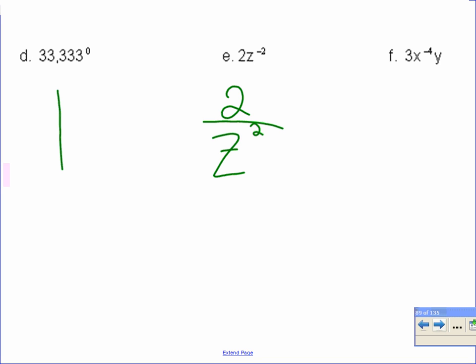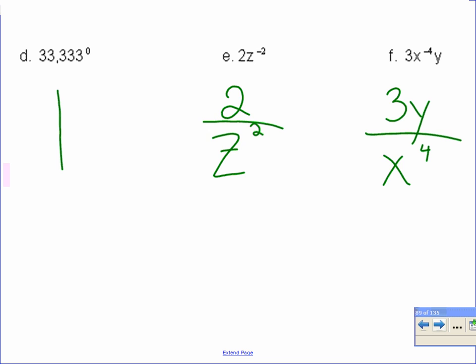Okay, Annalise, what about letter F? Good. 3y over x to the 4th. The only term that gets moved to the bottom on that one is x to the negative 4th. When you move it, it becomes positive. You okay, guys? Okay. Any questions on those 3?